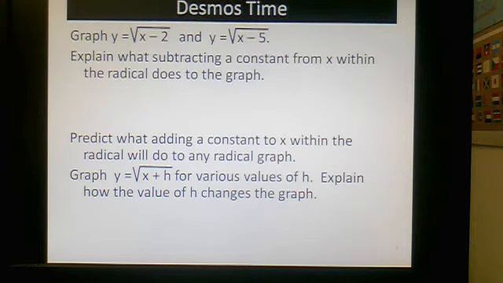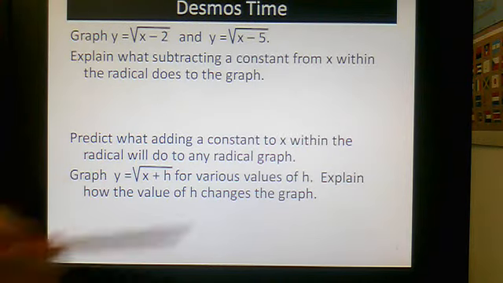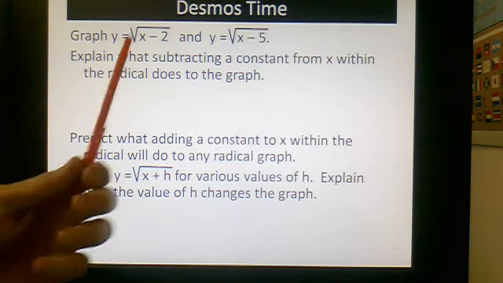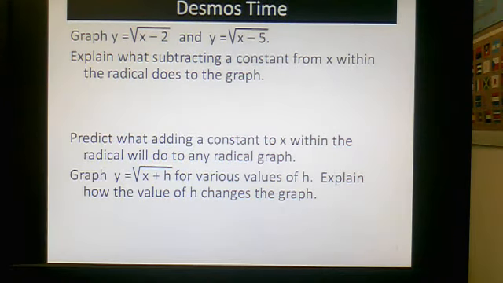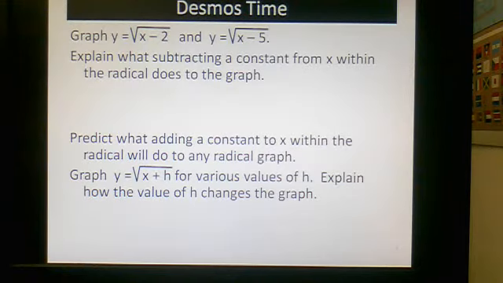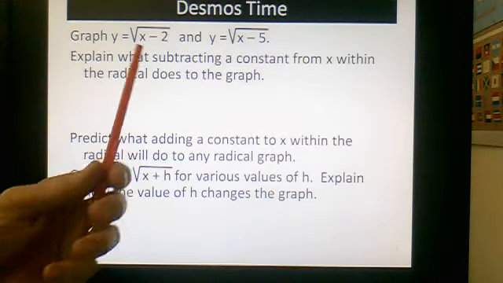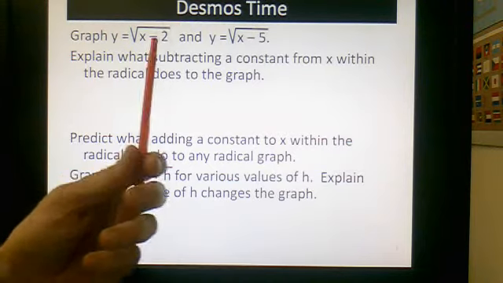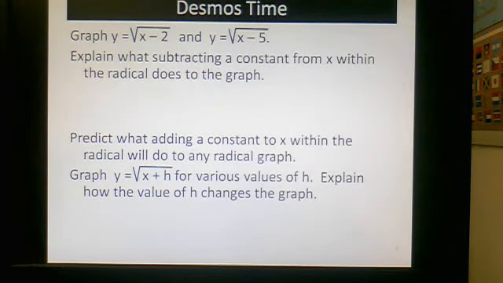So here's one to crank out Desmos and explore with Desmos a little bit. I'm not going to go through this with you. I have nothing to show you on here. Graph these two functions. Explain what happens when you have a constant subtracted from within the radical. It's important that you type this in correctly and play with it. The radical should go over the whole thing. You might have to use parentheses on Desmos. I kind of doubt it because Desmos is pretty slick.